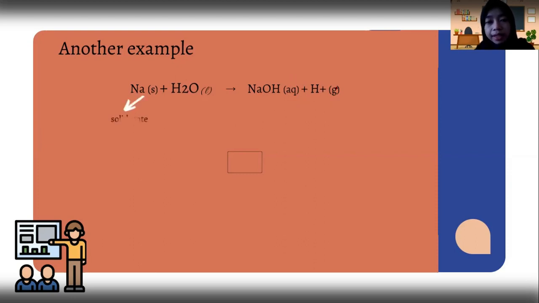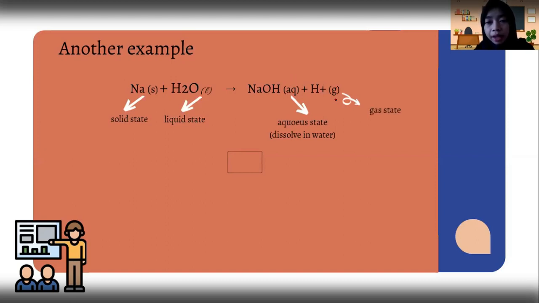S here is in solid state, and then water here is liquid state, and then the sodium hydroxide here is aqueous state, and then the H here, which is dissolved in water, and then H here are gas states.